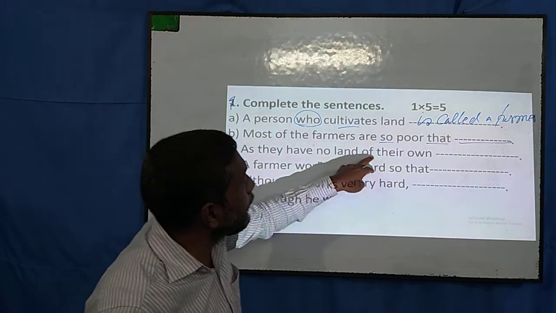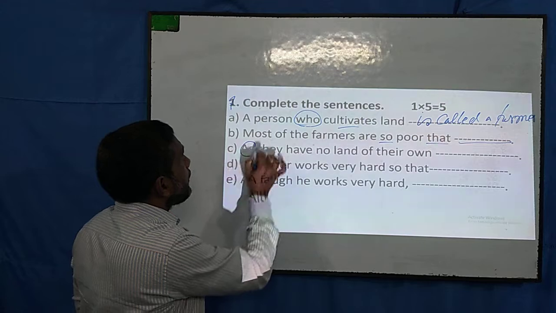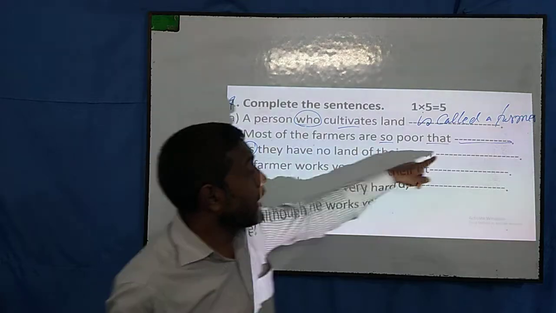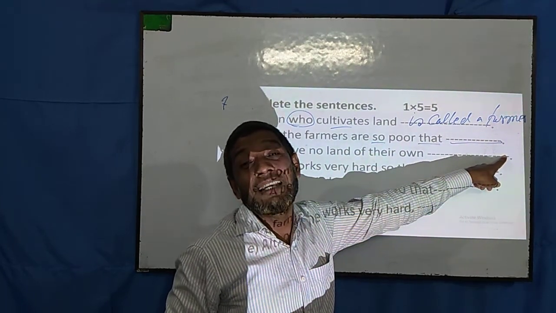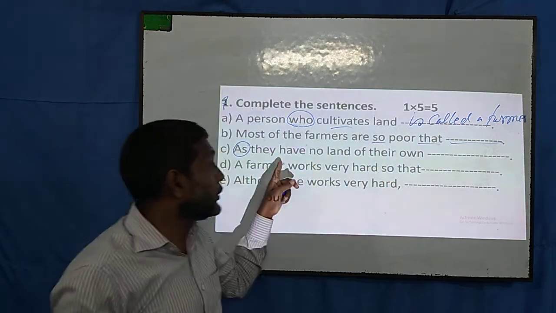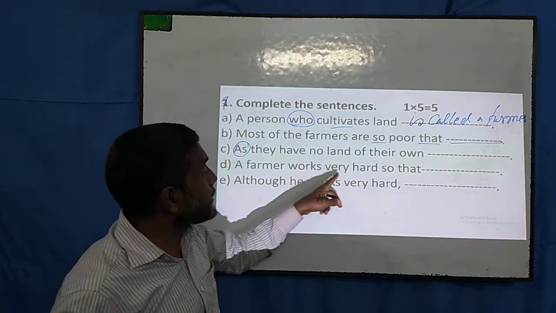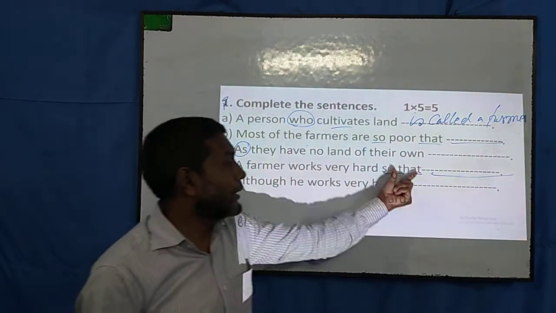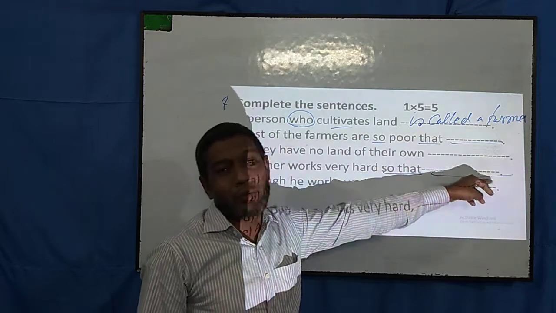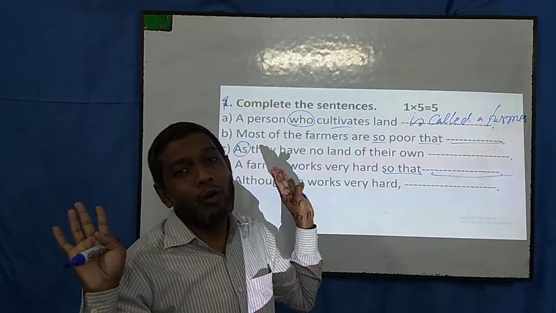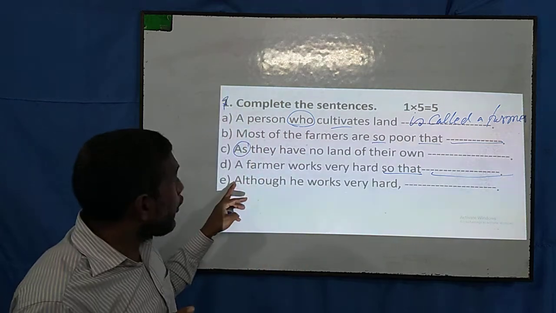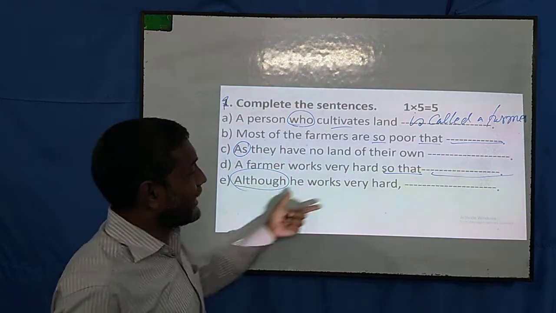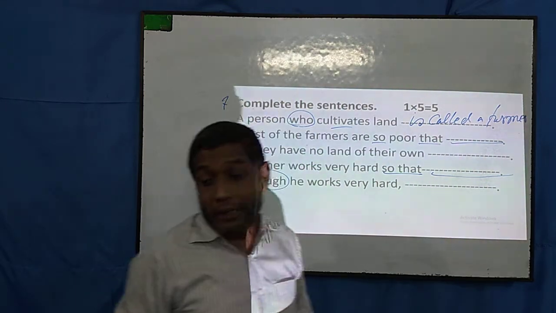As they have no land of their own. So you know this clause starts with "as," so this is a dependent clause. I will write down here an independent clause matching the meaning with it. A farmer works very hard, so that meaning, so the next clause will be a dependent one, but the marker is used here. I will just write down here a subject, a verb and an object. It will be okay. Although he works very hard, so you know this is a dependent clause, so I will write down here an independent clause.